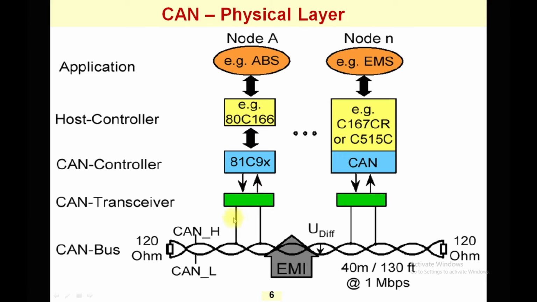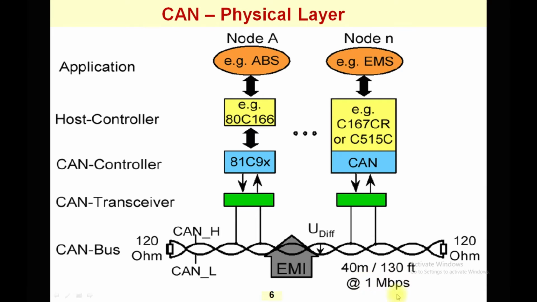So CAN bus is a differential protocol where CAN high and CAN low are the two differential signals in the CAN bus. The CAN transceiver converts the CAN information into CAN high and CAN low, as we see here. CAN uses twisted pair cable, which is terminated with 120 ohm resistance at the ends. Because of the twisted pair cable and differential logic, CMRR is high and noise reduction is more.